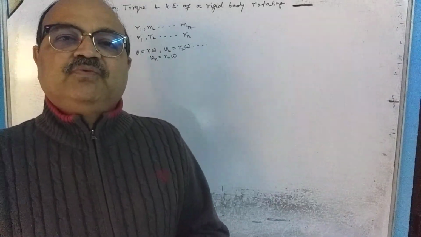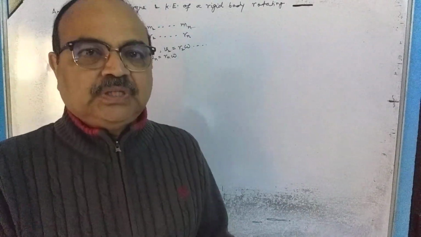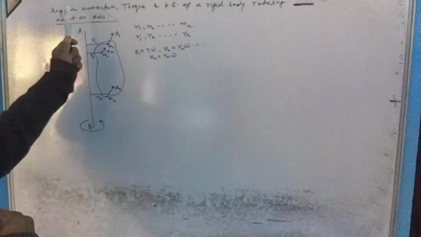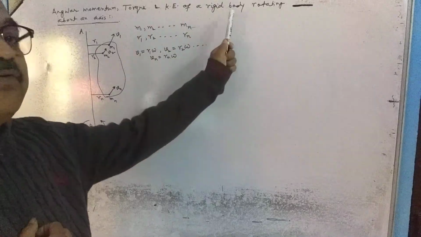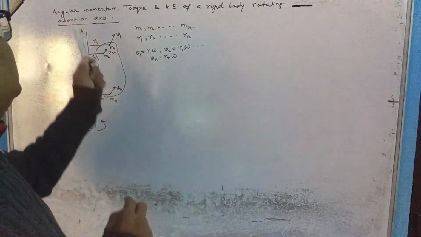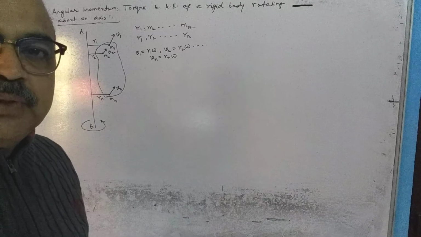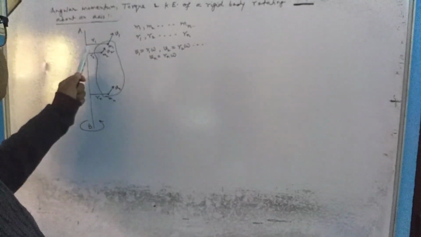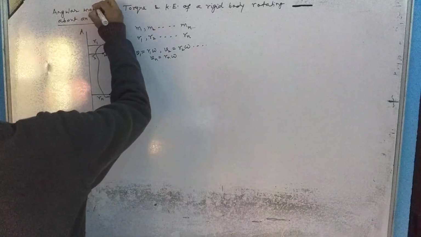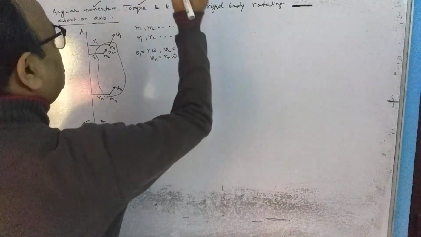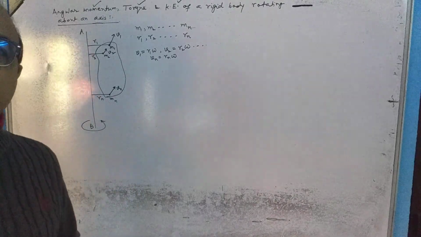Now we are changing the topic. We want to determine angular momentum, torque and kinetic energy of a rigid body rotating about an axis. Okay, it's a rigid body. There are three things we want to find out. One is the angular momentum, another is the torque, and third is the kinetic energy.